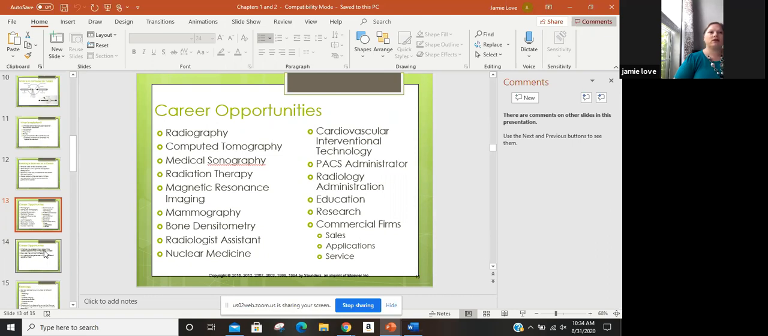Nuclear medicine, PACS administrator. Now with digital, that's the person who's in control of all of the digital imaging, making sure all the patient information is right, checking for quality of images from the technologist, dealing with any problems that come up with the computers and the system. So if you're into IT, that's a really interesting field you can get into. Administration, education, research, sales and applications and service. You could also move on into that side.